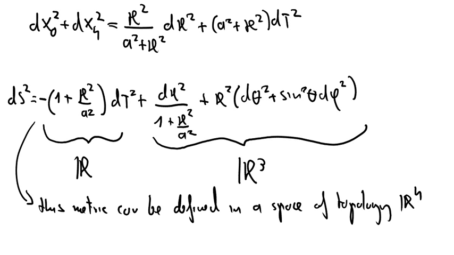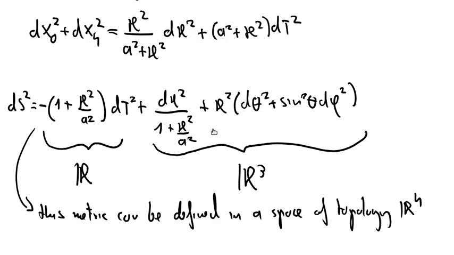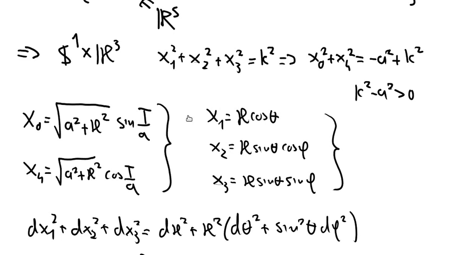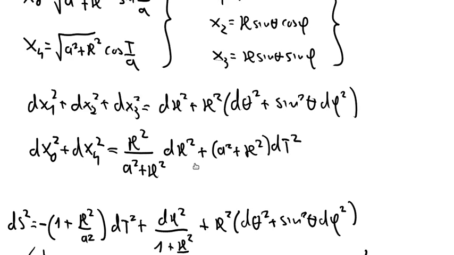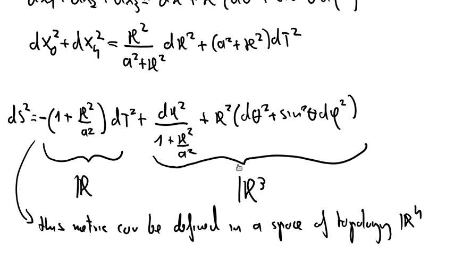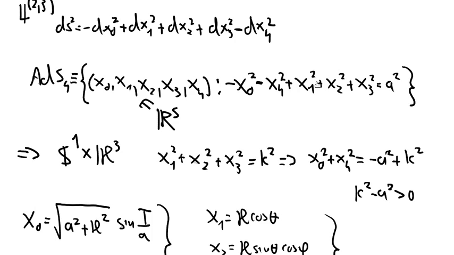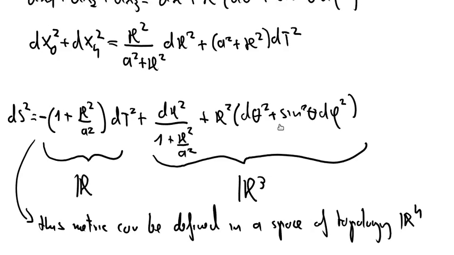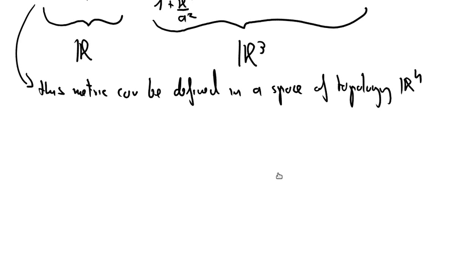And so what has happened here? We started from something which I said has topology R cross S3, and now we end up in something which has topology R4. Well, the reason why this is happening is because this metric can be defined in our original set with this topology, but it can also be defined in another manifold whose topology is R4. Well, we can visualize that if we just do a picture of this set. I prepared the picture for you, so I'm just going to put it in.